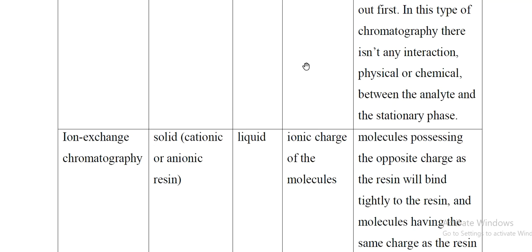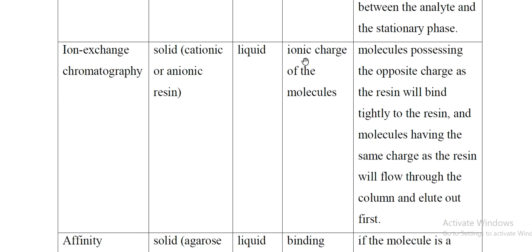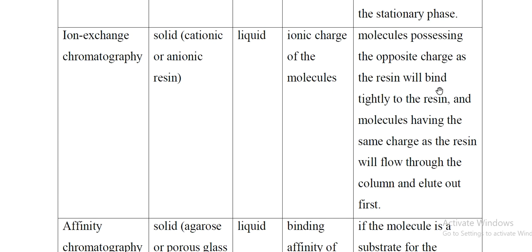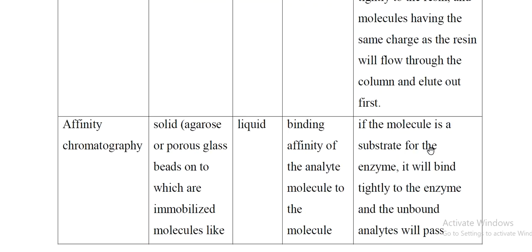The same talk we discussed before in the methods, but here it is meant as a brief review. Ion exchange chromatography: stationary phase solid, a cationic or anionic resin. The mobile phase is liquid. Separation is by the ionic charge of the molecules. Molecules possessing the opposite charge bind tightly to the resin, and molecules having the same charge as the resin will flow through the column and elute out first.